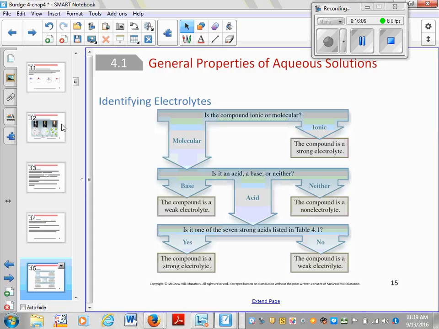So HF, hydrogen fluoride in water, you would think would be a strong electrolyte, but it's not. It's not one of those 7 listed. So hydrofluoric acid is actually a weak electrolyte.